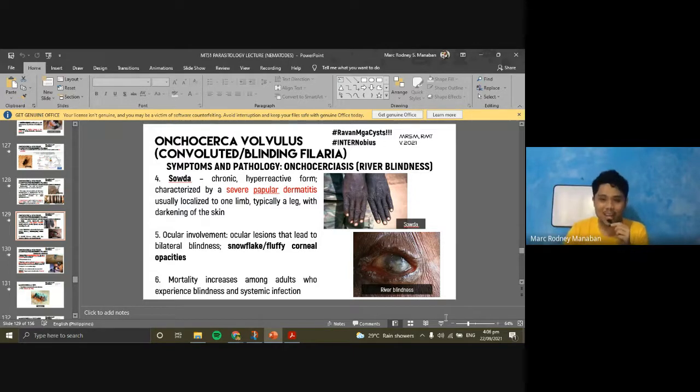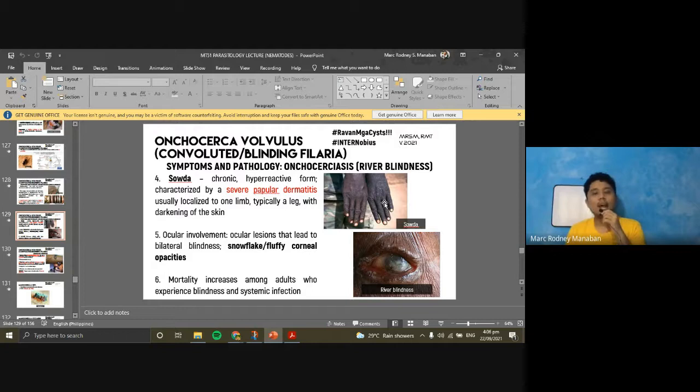Okay. Soda. Soda is a chronic, no, hyperreactive form of Onchocerca volvulus. Because again, constant gyapon chronic, there is papular dermatitis, no, magsiging inflame mo skin. Alright? And there is darkening of the skin. So here's a picture. The left one is the normal color of the skin in this place, no? And then the right one here is the darkening of the skin caused by hyperactivity or chronic infections by Onchocerca volvulus. That's known as soda.